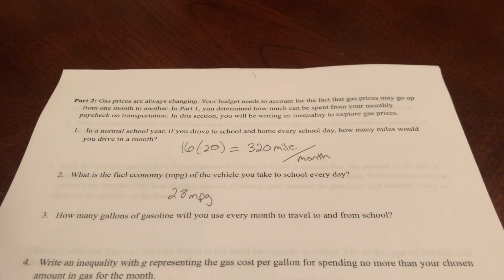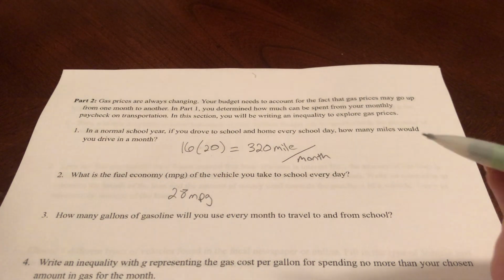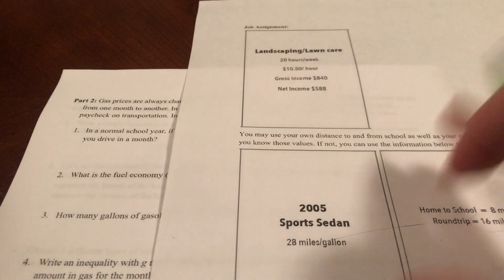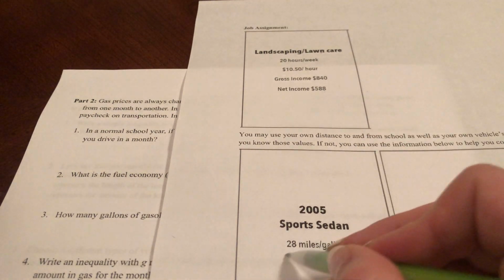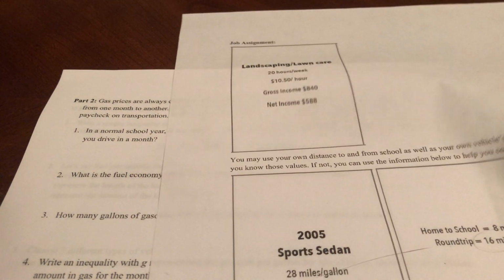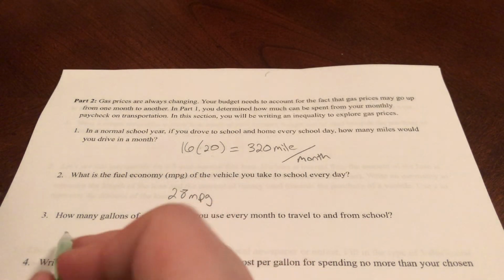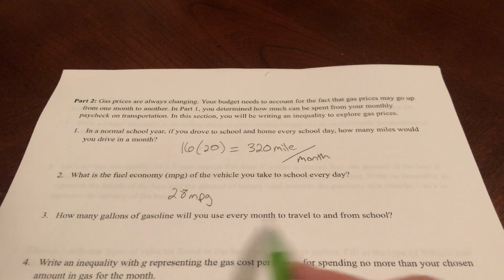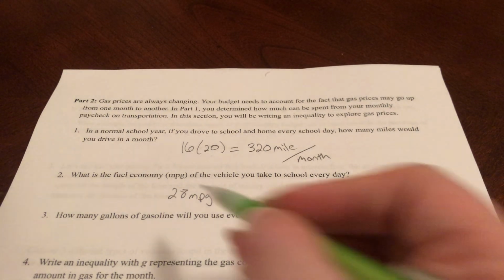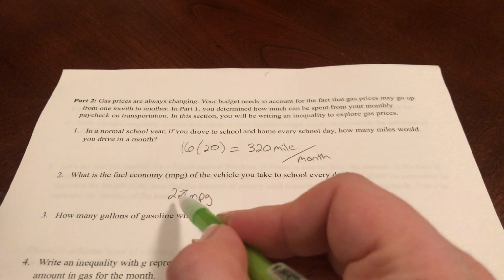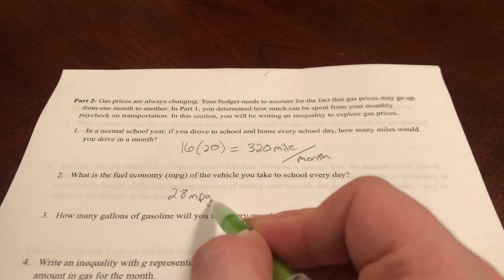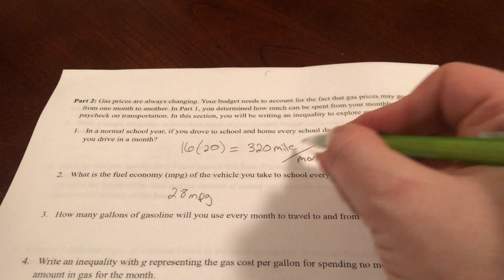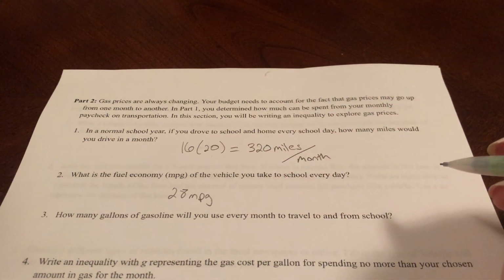Now, how many miles per gallon is your vehicle? You could look it up if you want to, or again, you can use the combo here and actually look at your vehicle and look at how many miles per gallon it's supposed to get. Now, number 3, how many gallons of gasoline will you use every month to travel to and from school? So 28 means that I can travel 28 miles for each gallon of gas that my car uses. And I need to travel 320 miles each month.